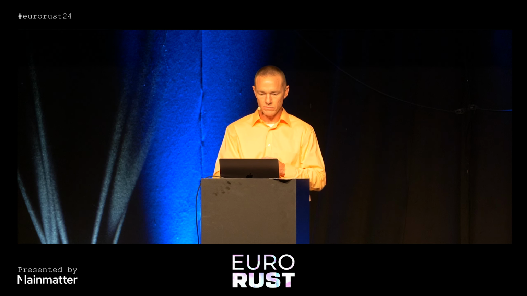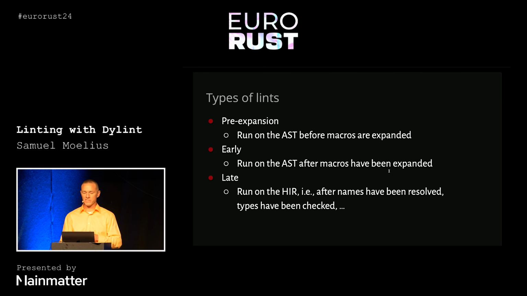So with that in mind, there are 3 types of lints, and they're called pre-expansion, early, and late. Pre-expansion and early run on the AST, late runs on the HIR. The difference between pre-expansion and early is when they run relative to macro expansion. Pre-expansion runs before macros have been expanded, early runs after macros have been expanded. And late runs on the HIR, therefore late lints have access to name resolution and the types of various objects.